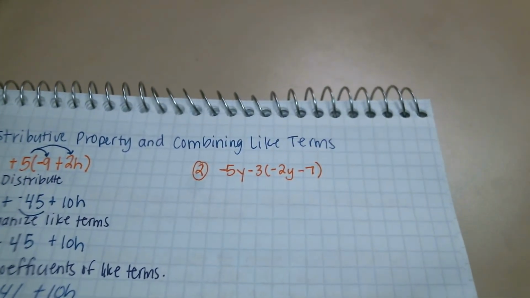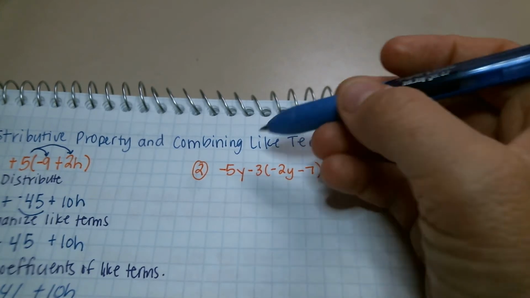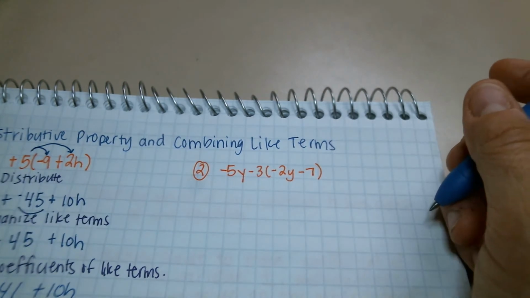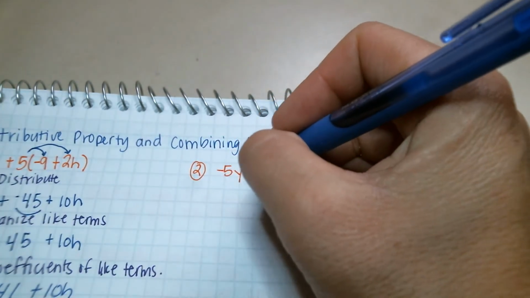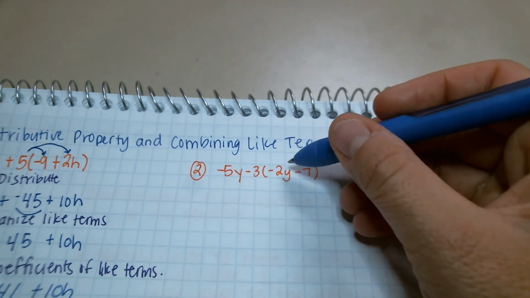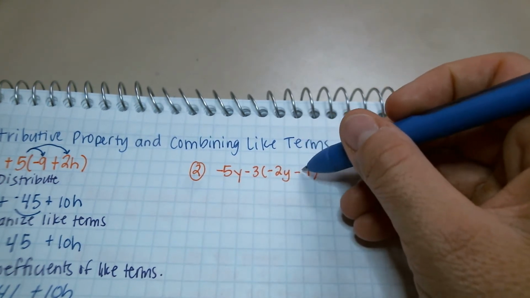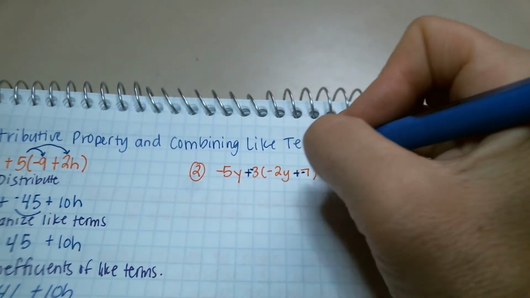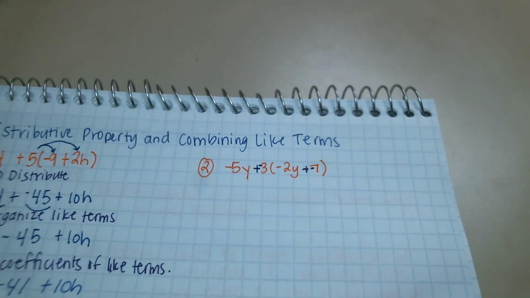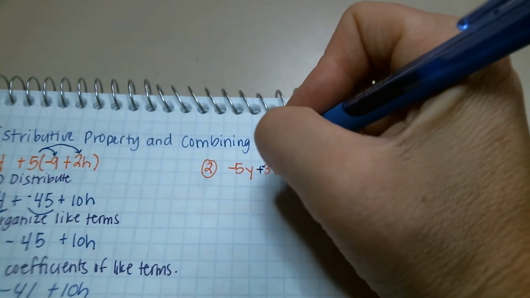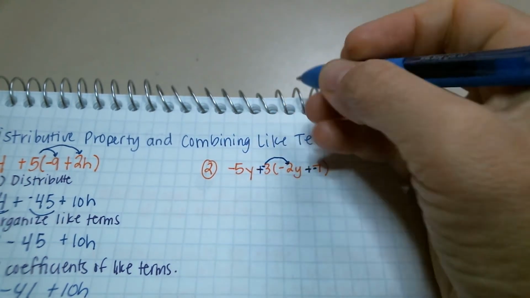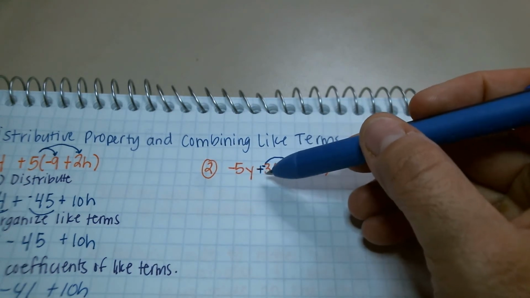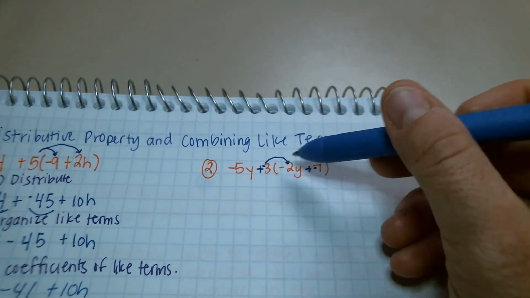So let's look at number 2. Negative 5y minus 3 times the quantity negative 2y plus 7. You should see the 2y is negative. If you don't see that this minus 3 is negative, I highly encourage you to go through and rewrite those subtractions as plus the negative number. This will help you because the first thing we do is distribute. When we distribute, we're actually multiplying times negative 3, so that'll help us with our signs. So distribute that negative 3.